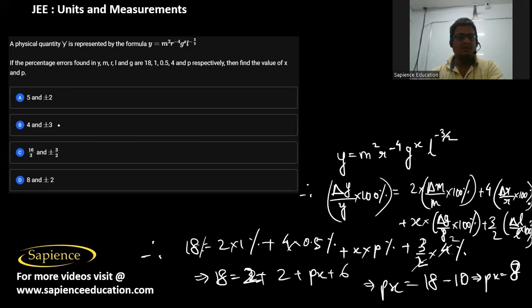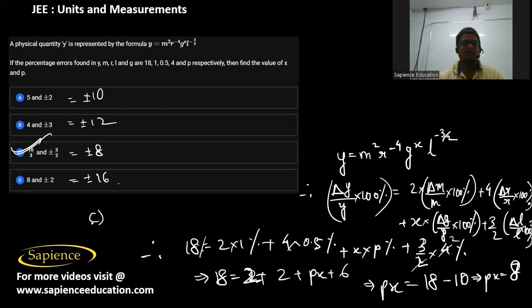So now in all the options, the product of x and p should come plus or minus 8, which can happen only in option C. Since in A and B their product is coming plus or minus 10, here it is coming plus or minus 12, here only it is coming plus or minus 8, here it is coming plus or minus 16. So only option C is the correct answer.